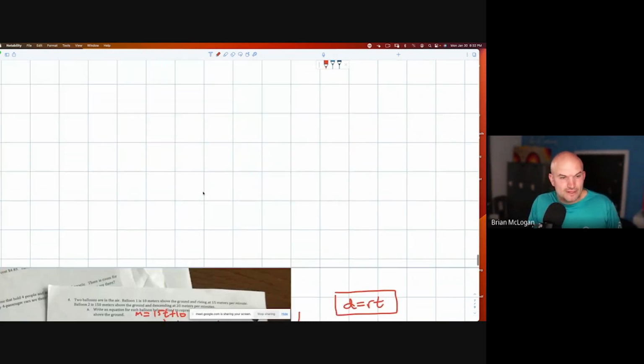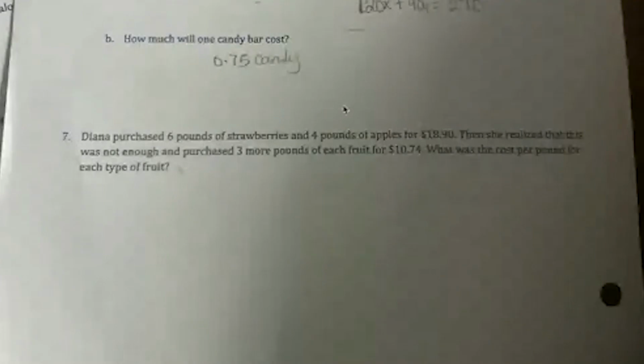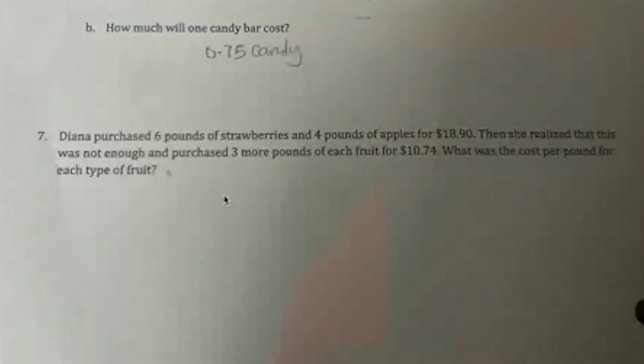You could solve that. Let's go and look at this one. This one says Diana purchased 6 pounds of strawberries and 4 pounds of apples for $18.90. Then she realized that this was not enough and she purchased 3 more pounds of each fruit. That's kind of weird, so it's 3 pounds of each more fruit. That's 3 pounds of strawberries and 3 pounds of apples. What is the cost per pound of each fruit?